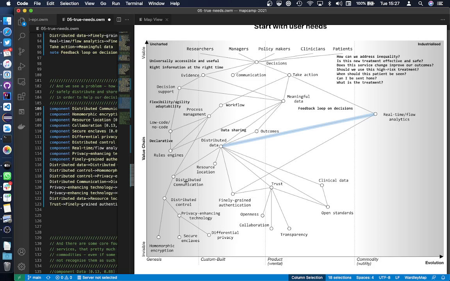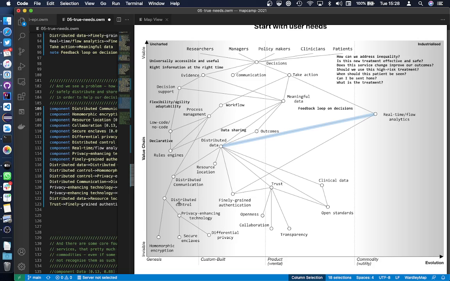We need mechanisms to distribute communication between entities. That may be researchers, clinicians, patients, organisations. And we need to give tools and have tools that support distributed control. So what that means is placing the tools in the hands of professionals and patients to control their own data. And that requires us to be innovative here.